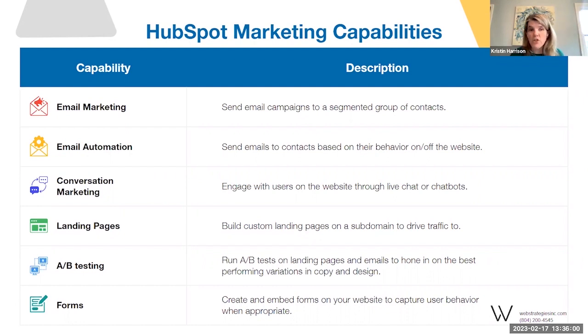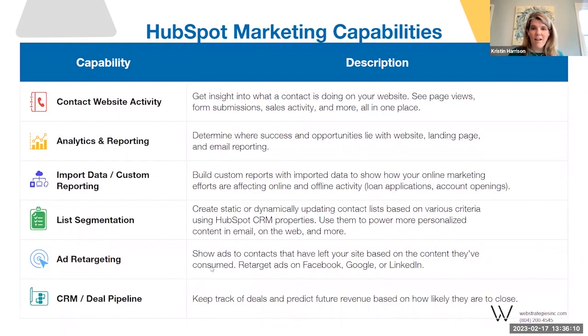Email marketing, email automation, conversion tracking, landing pages, A/B testing, forms, contact, website activity, all of the analytics and reporting. This is a huge one for manufacturers, the reporting piece, attribution reporting, so you can get an understanding of where your leads are coming from, who they are, who's closing, just kind of tying all that together. Import your data. That's what Caroline just touched on. List segmentation. So show me all of my clients who have purchased within the last 6 months this one particular product so I can market their next step product to them. Ad retargeting in CRM and deal pipeline.